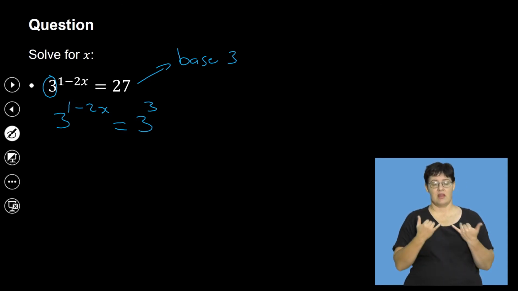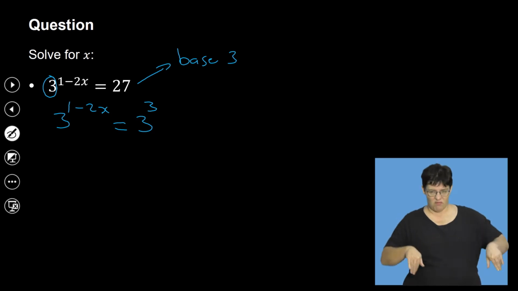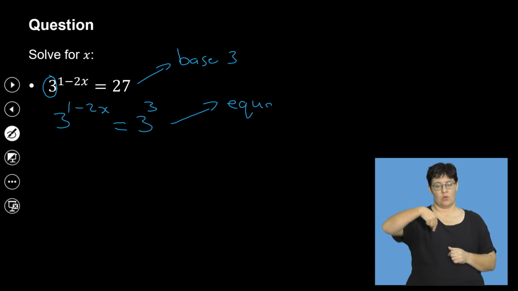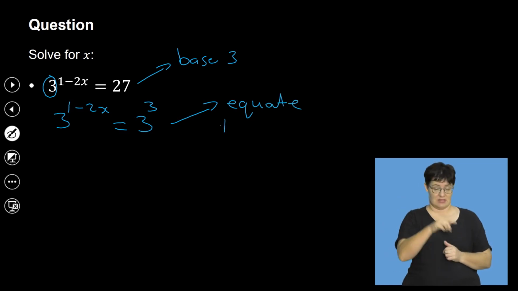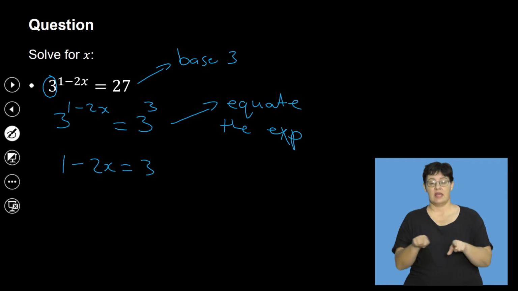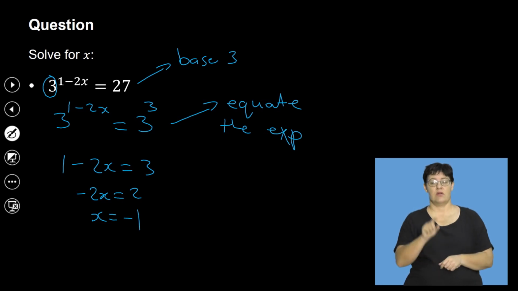And then because the bases are the same and you have one power on each side, your step here will be to equate the exponents, right? Equate the exponents. And then to do that, it will be 1 minus 2x equals 3. Then your algebra comes into play here, which will be minus 2x equals 2, and then x will be equal to negative 1, right?